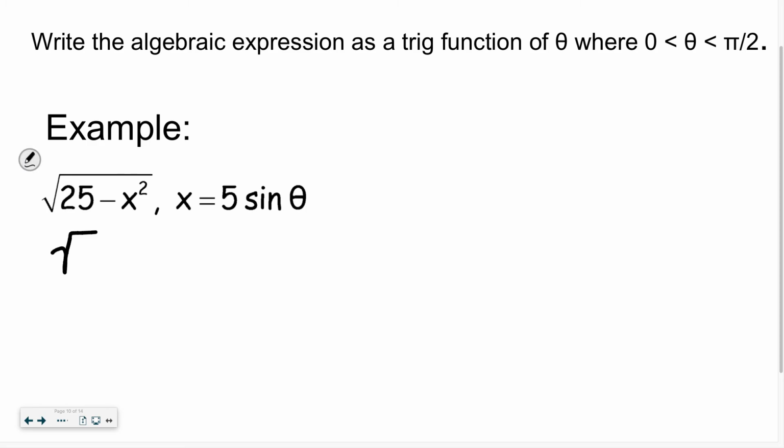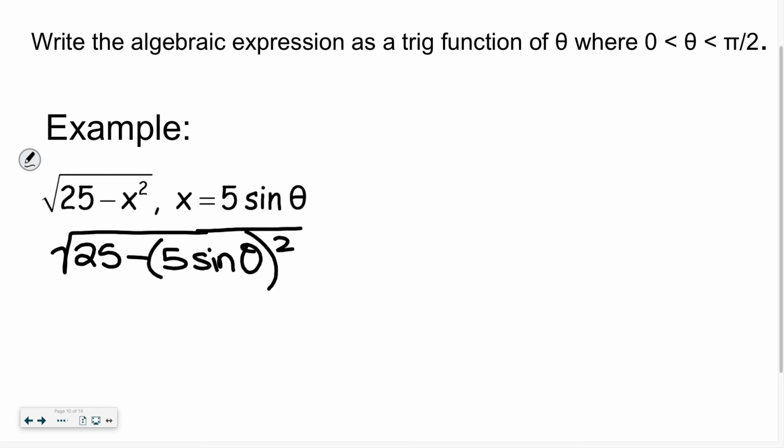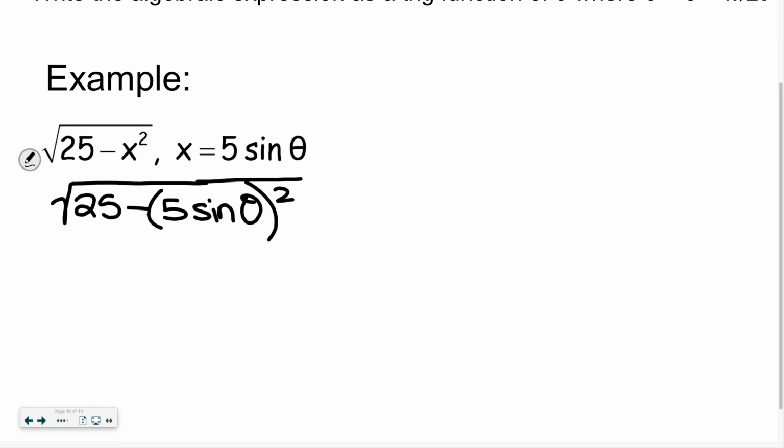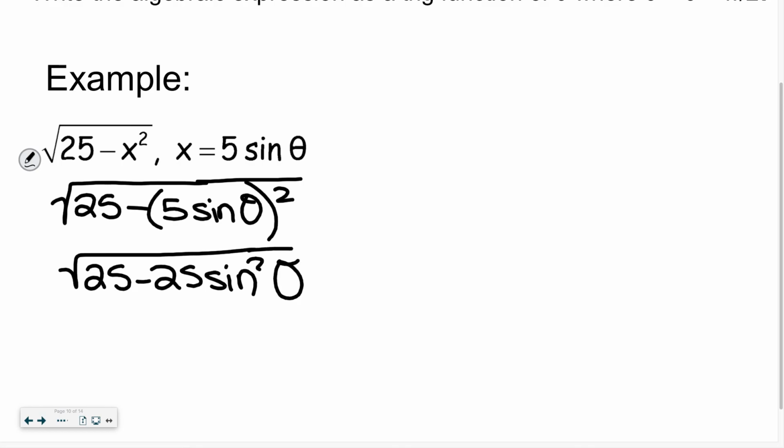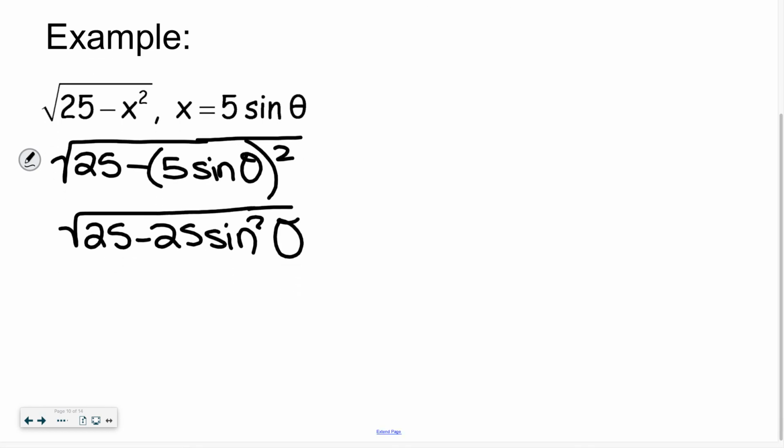So this is really the square root of 25 minus, and I'm going to protect it with parentheses, 5 times sine theta quantity squared, because I'm squaring all of x. So that's really saying 5 sine theta times 5 sine theta, which is 25 sine squared, because I would square the 5 and I would square the sine. It's multiplying all by itself.